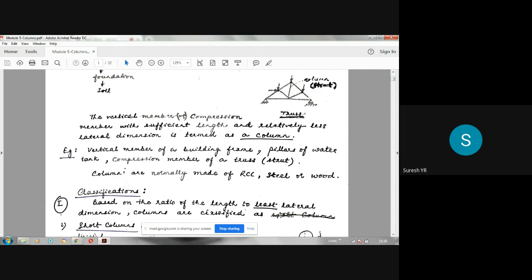The vertical member or compression member with sufficient length and relatively less lateral dimension is termed a column. The meaning of that is the length will be more. Normally the column length in a building will be 3 meter, 4 meter, 5 meter like that. Whereas less lateral dimension means, for a circular column, the diameter. So diameter is called the lateral dimension. The lateral dimension will be around 30 centimeters, 40 centimeters, 50 centimeters like that.